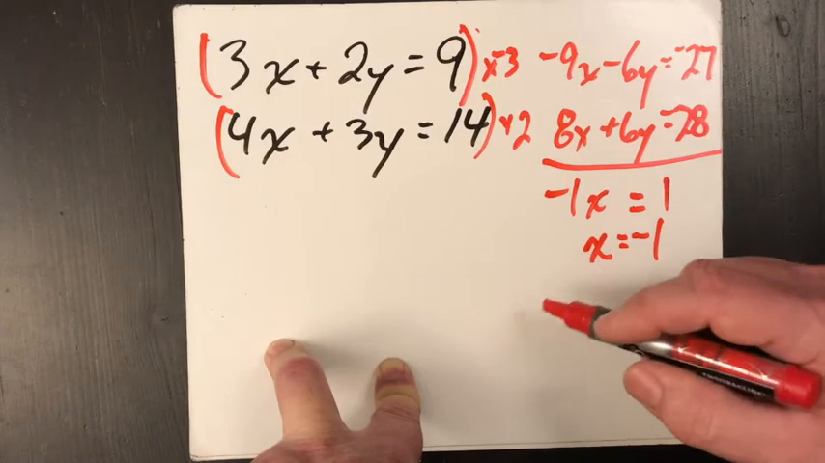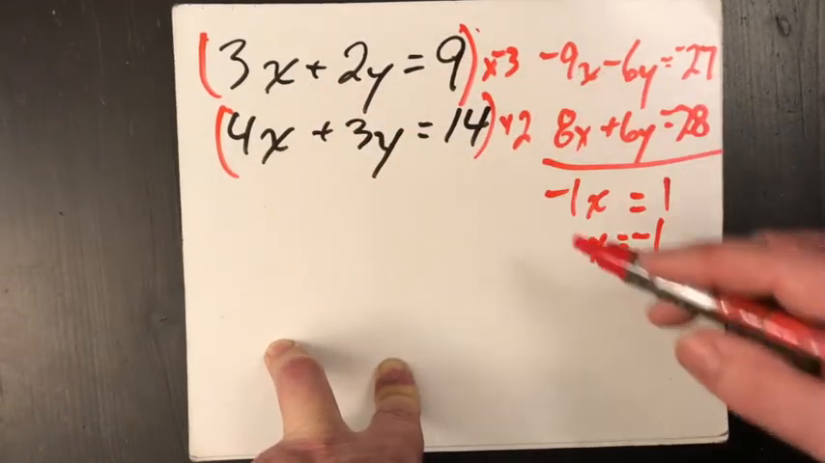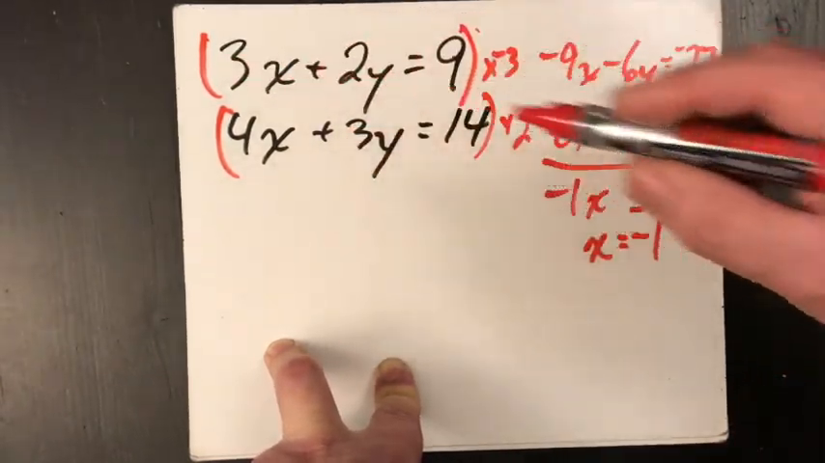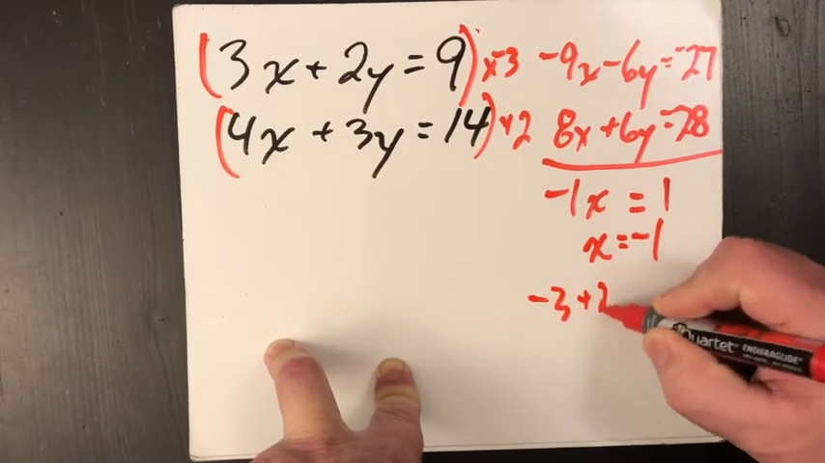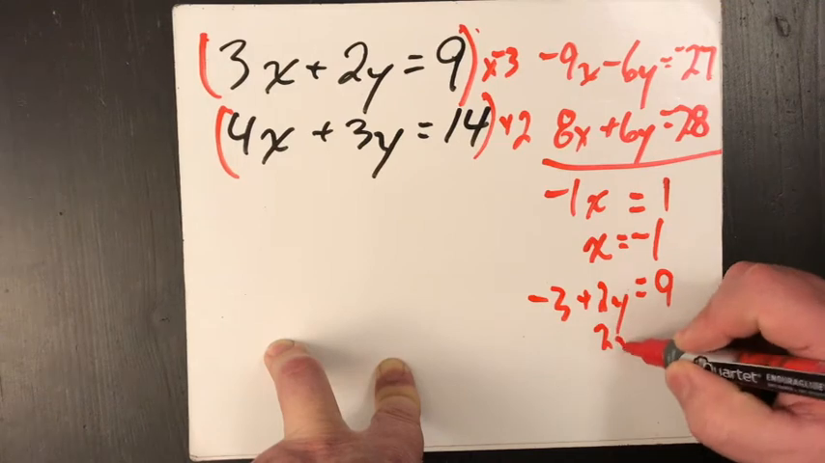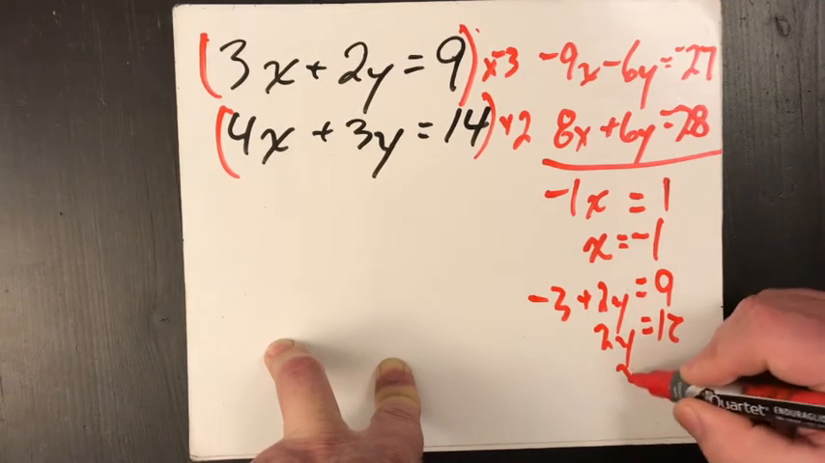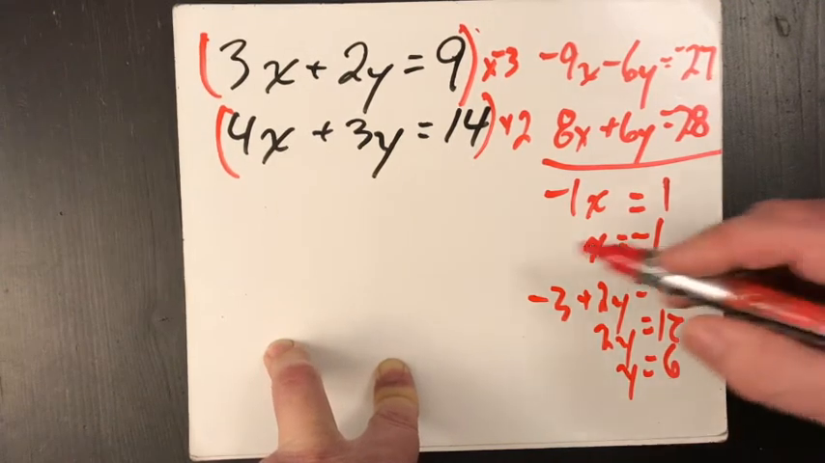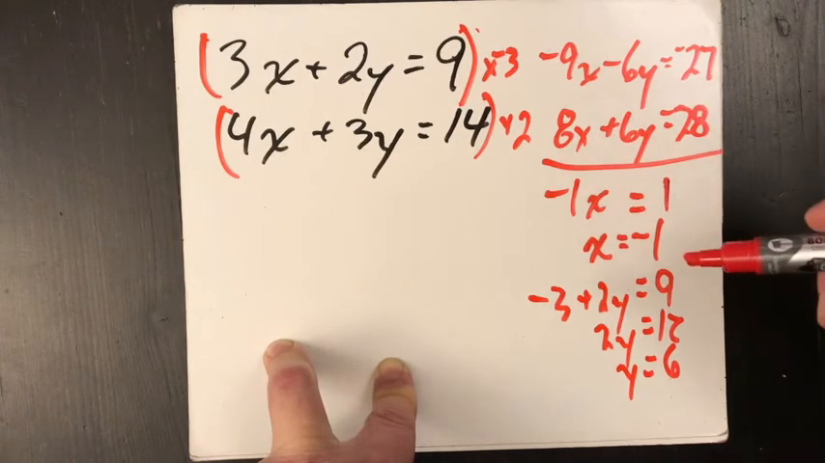A little more complicated to solve this one. I'm going to use this top line. 3x is going to become negative 3 plus 2y equals 9. So we're going to add 3 to both sides, giving us 2y is 12, or y is 6. So I believe the solution is negative 1, 6.